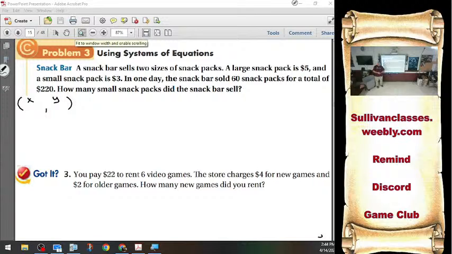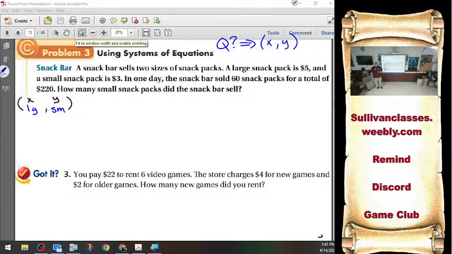Okay, and this is where I want you to put a little side note next to this, because we're going to see this a lot: the question tells me my variables. The question tells me my X and Y. How many small snack packs did they sell? So they want to know how many small packs. So that means the 2 things I'm talking about must be the small packs and the large packs.